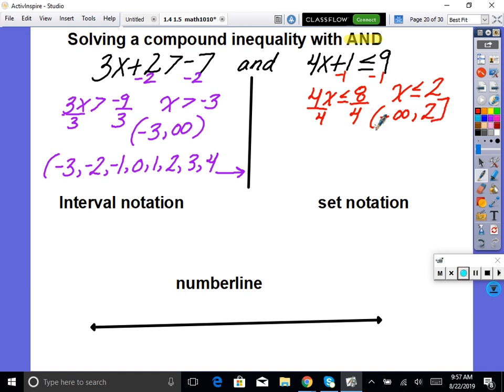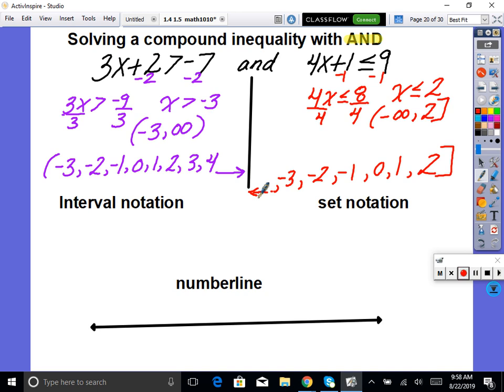So let's get a visual like I did on this one for -infinity up to 2. So our top end was 2, so I'm starting up here at 2 with a bracket, and going down would be 1, 0, -1, -2, -3, going this way forever. Just giving myself a visual. Does everybody understand solving them individually?